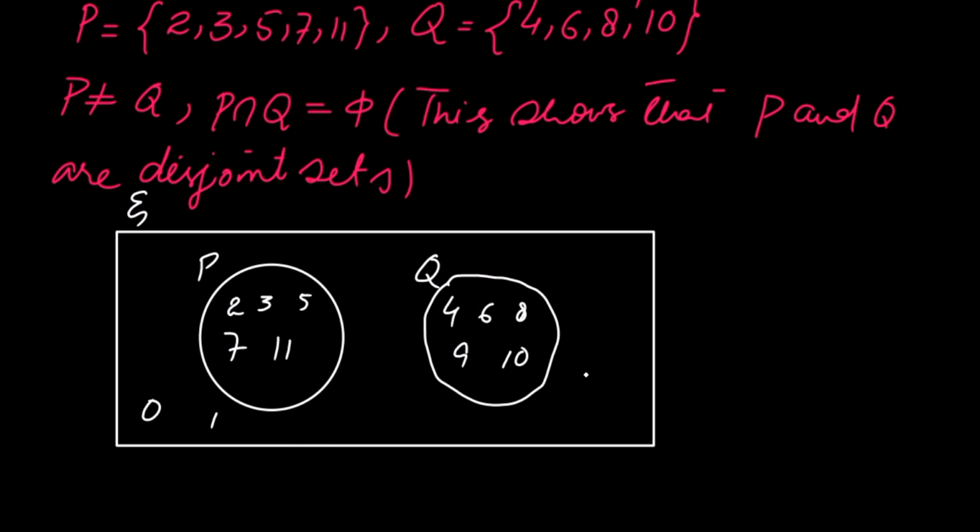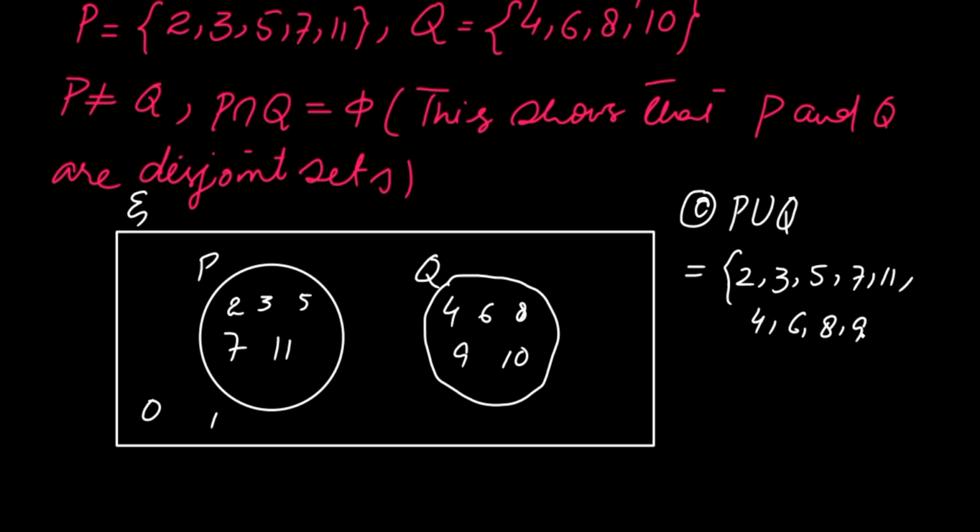Next, in the third part we have to find P union Q. P union Q is simply the set that contains the elements of both sets P and Q. So from the Venn diagram, you can see here this set consists of 2, 3, 5, 7, 11. These are the elements of P, and the remaining 4, 6, 8, 9, 10 are the elements of Q. So the whole set represents P union Q.